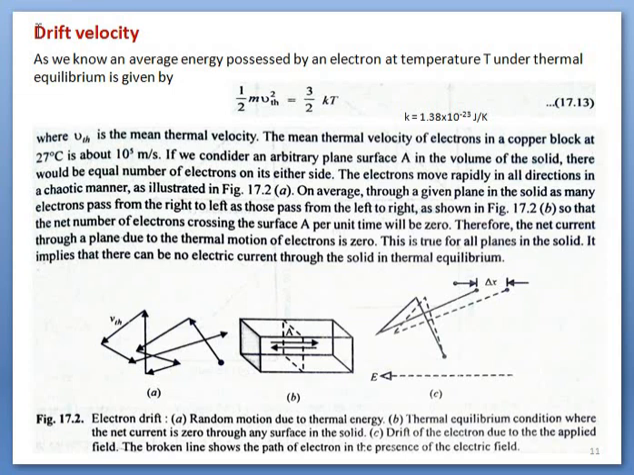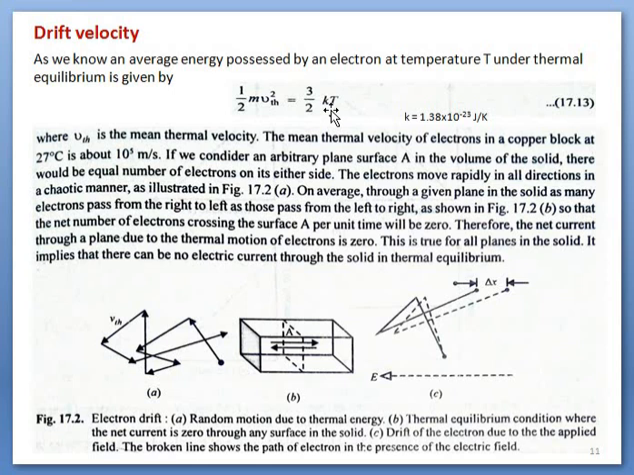drift velocity. If a material is in thermal equilibrium, which is kept at temperature T, then the kinetic energy is expressed by 1/2 m v_th squared equals 3/2 kT, where v_th represents the thermal velocity of charged particles, which can be taken as electrons or any charge carriers. Here we can consider electrons. K represents the Boltzmann constant, which is equal to this one. So, kinetic energy equals 3/2 kT.